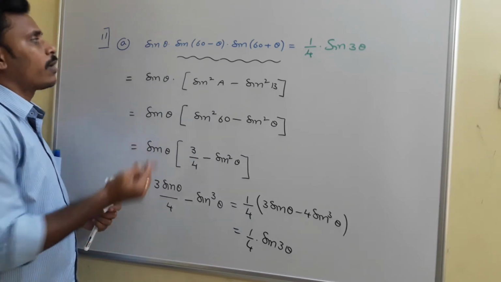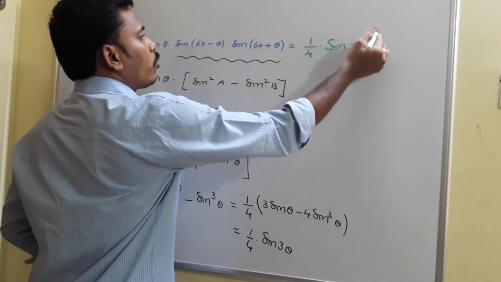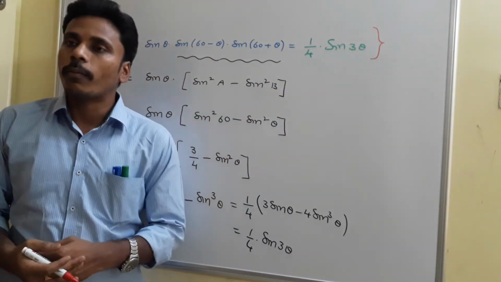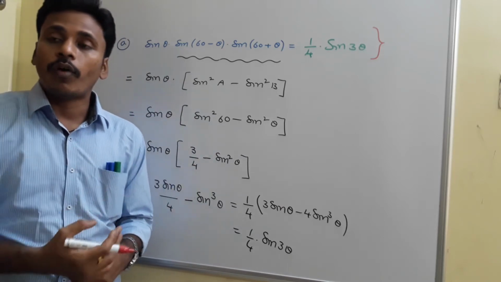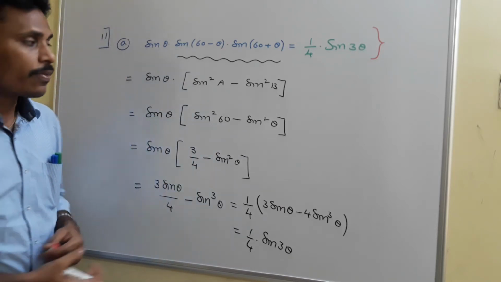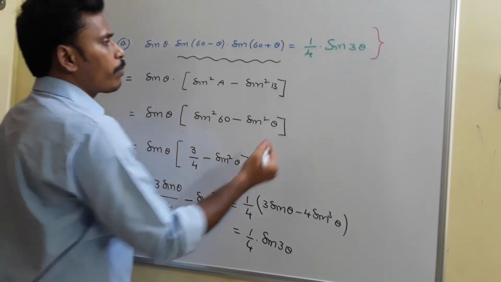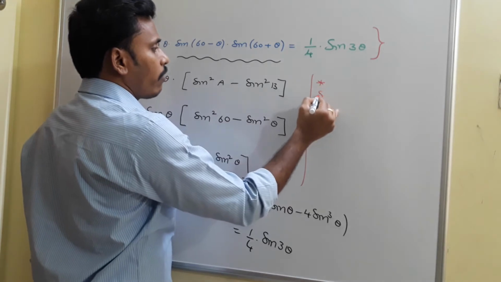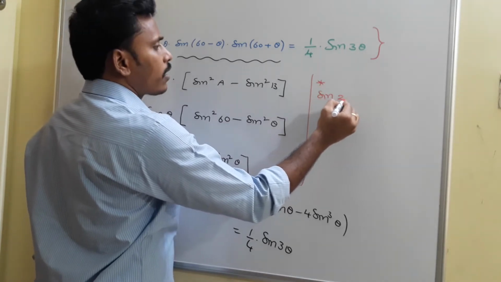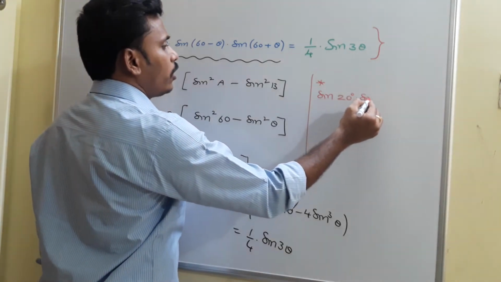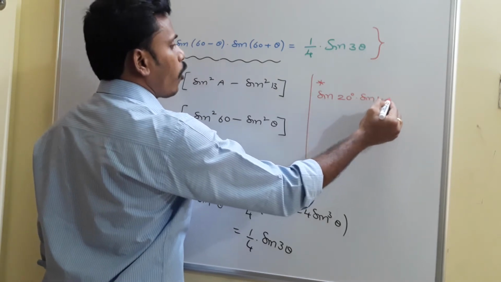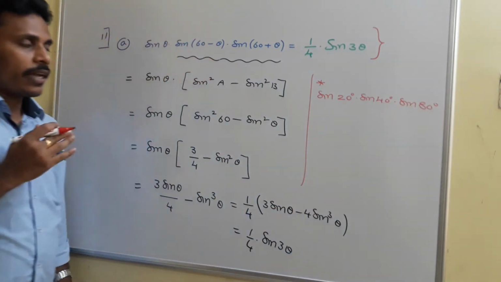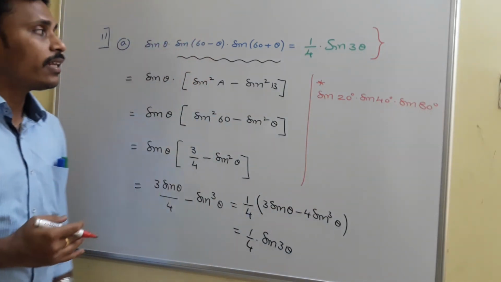Again we can use this result, sin theta into sin of 60 minus theta into sin of 60 plus theta is equal to 1 by 4 sin 3 theta, as a formula to find some other values. Okay, you just have a look. I will give you some problems here. See, one example related to this case. For example, if I have something like sin 20 degrees into sin 40 degrees into sin 80 degrees. What do you say? Sin 20, sin 40 and sin 80.